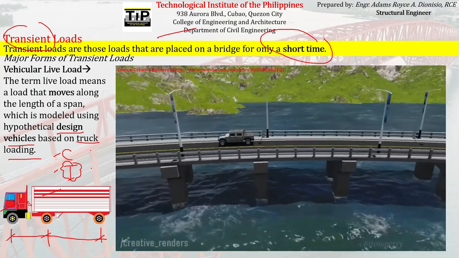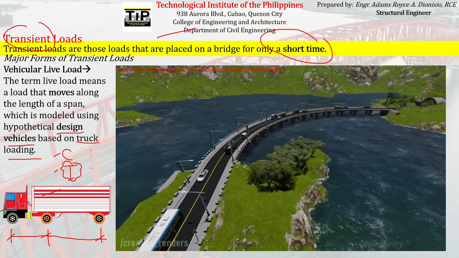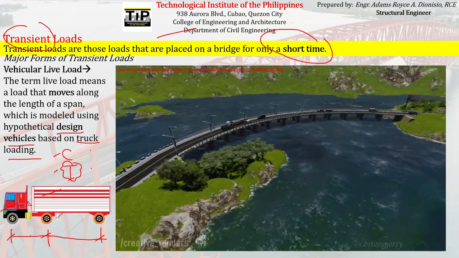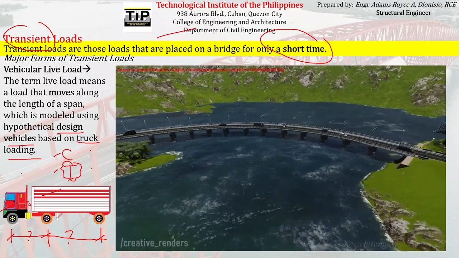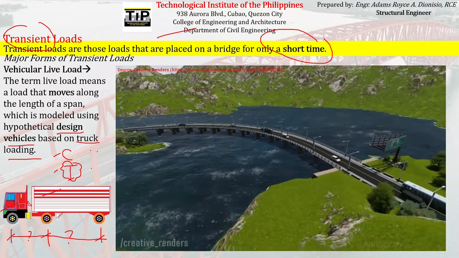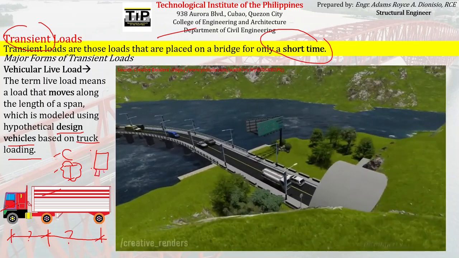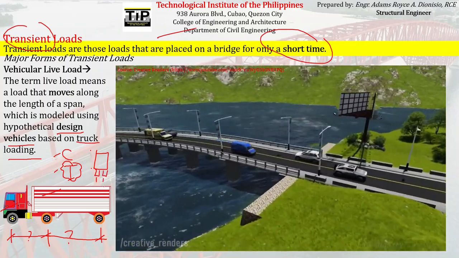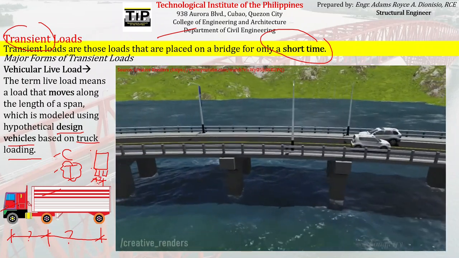So usually that is what I meant when I say dimension, yung mga distances ng mga wheels niya. Ano yung haba, ano yung distance na yan, ano yung distance na yan. Tapos pag tinignan mo siya sa rear view, 'di ba, ang itsura niya sa rear view, something like this. So, ito yung gulong niya, tapos ito yung isa pang gulong niya. Yung distances between them, that is also what we meant when we say dimension ng design truck.